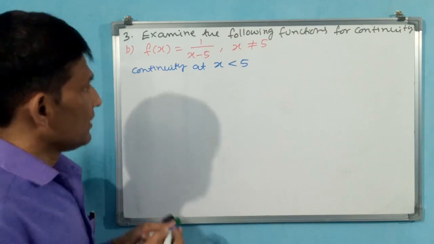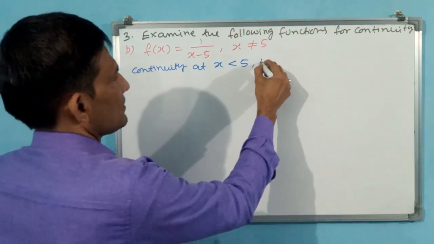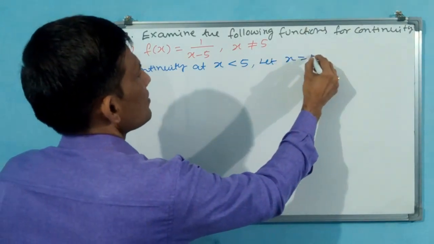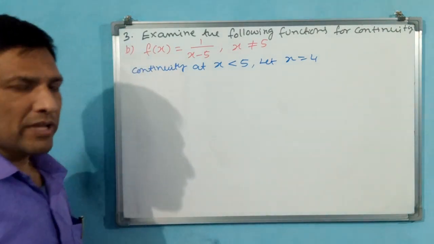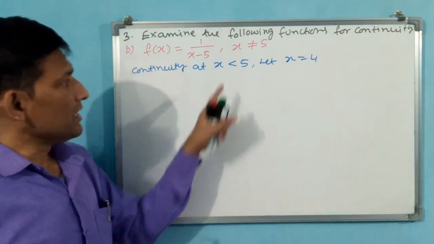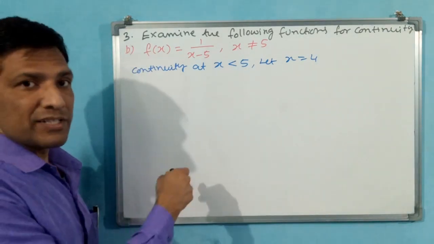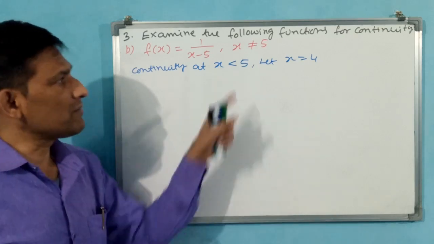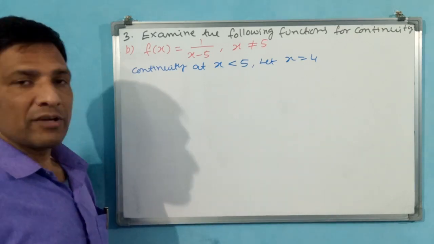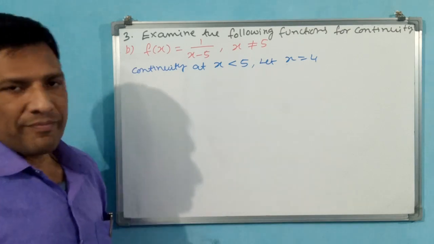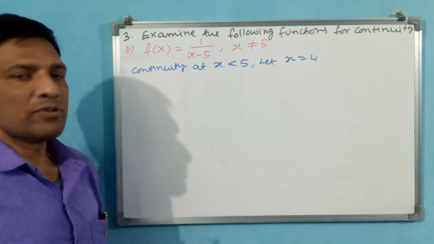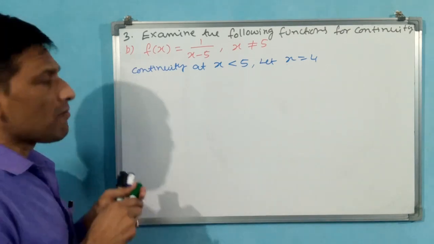Okay. X is less than 5. Let x is equal to 4. Why? Because any one number you have to take. You apply limit, meaning x is less than 5, you cannot write the limit as x tends to less than 5. That is why at least one, any number you have to take. Now you see what I am writing.